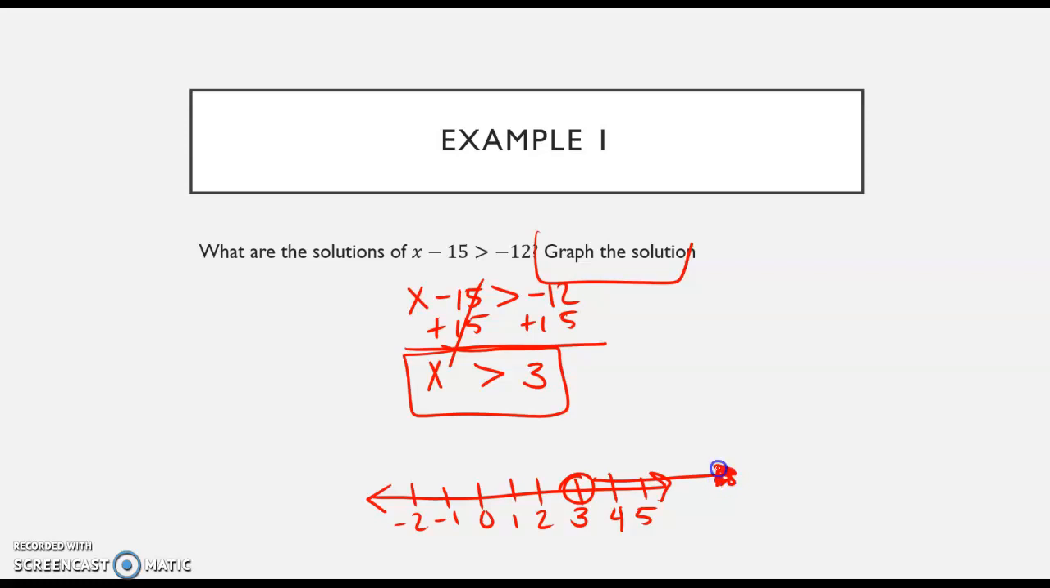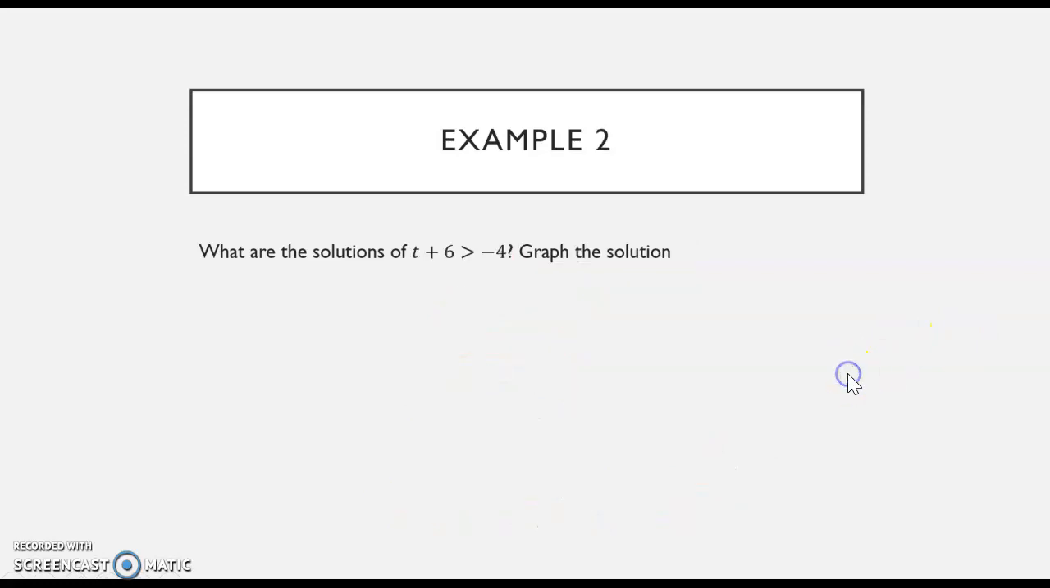And I tend to draw my arrow out past wherever my line is. That's just me. Or make this really, really dark so that we know that we shaded it in this way. I don't care. Whatever you feel like doing. But that's the way my arrow goes. And the problem is solved. So on to the next.